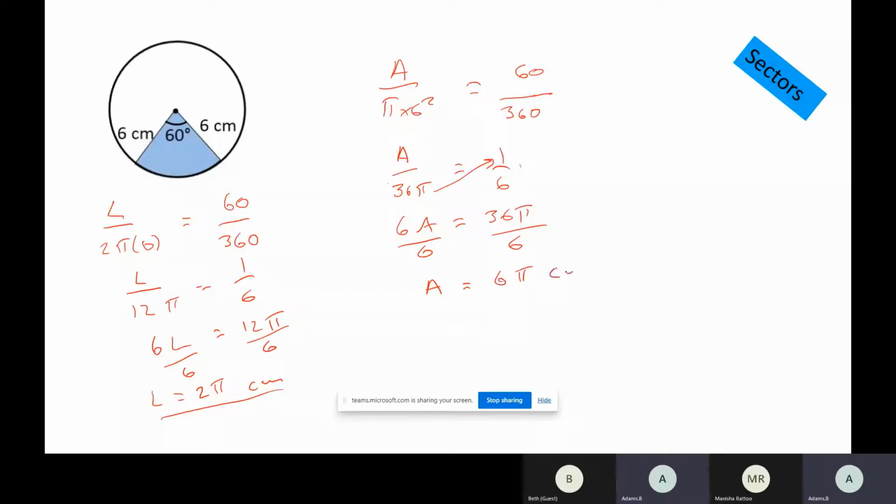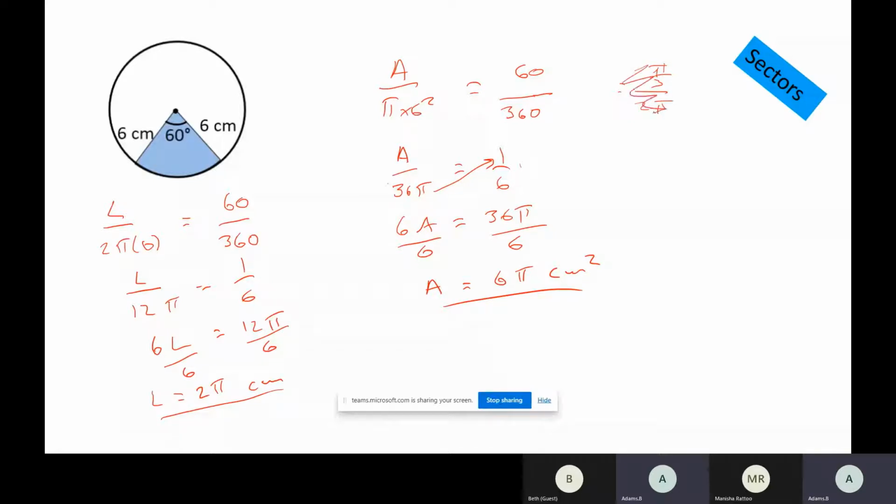6 pi centimetres squared. It's notable when we teach this then at A level, it all just moves into radians. So if we had, this was pi by 3, and this is 2 pi, you can see the pi's just cancel.